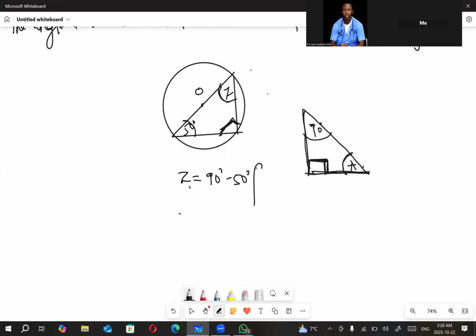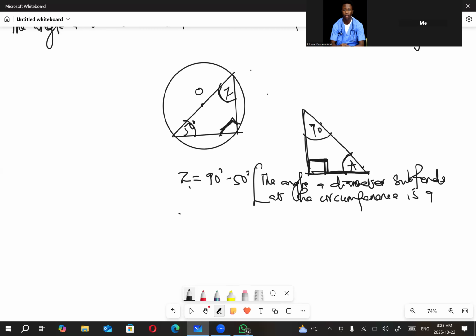Then you write the property in brackets: the angle the diameter subtends at the circumference is 90 degrees. Then now Z is I think 40. Any question? No, sir. So all the time go like this.